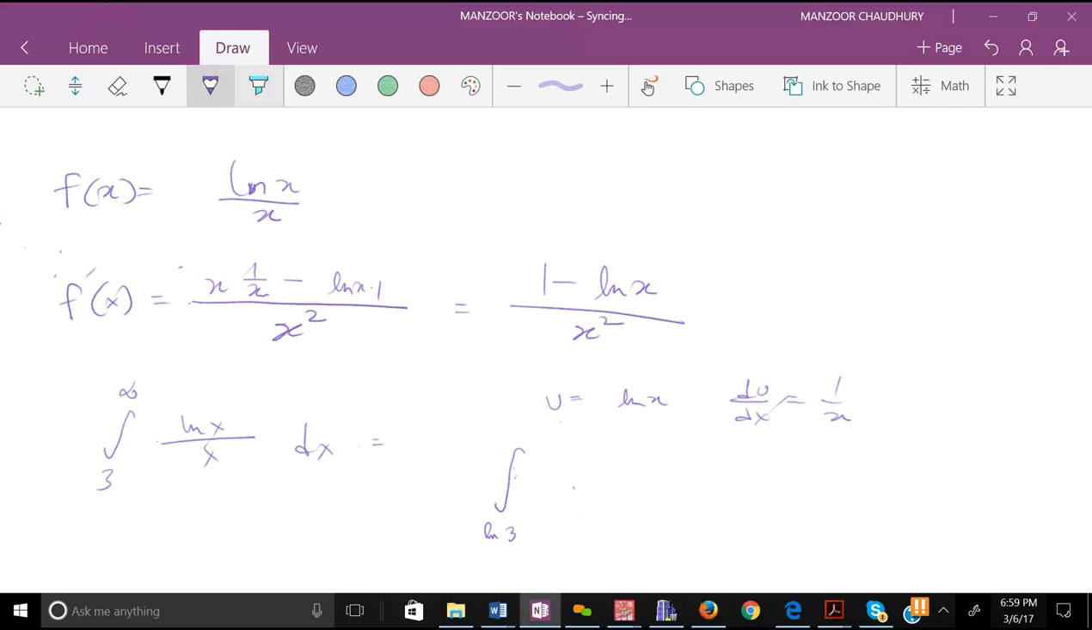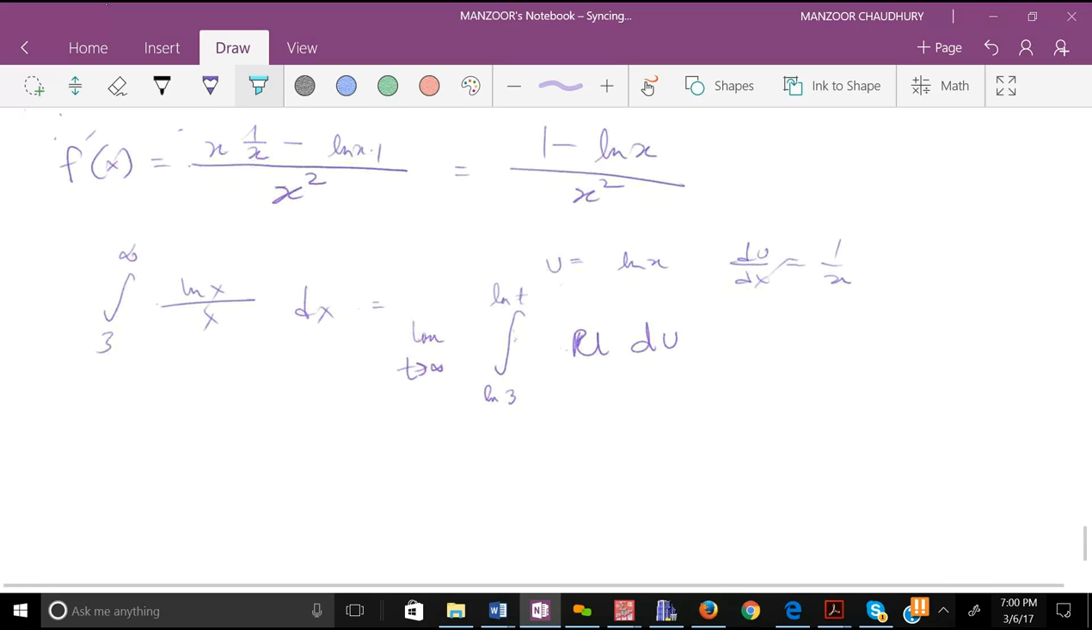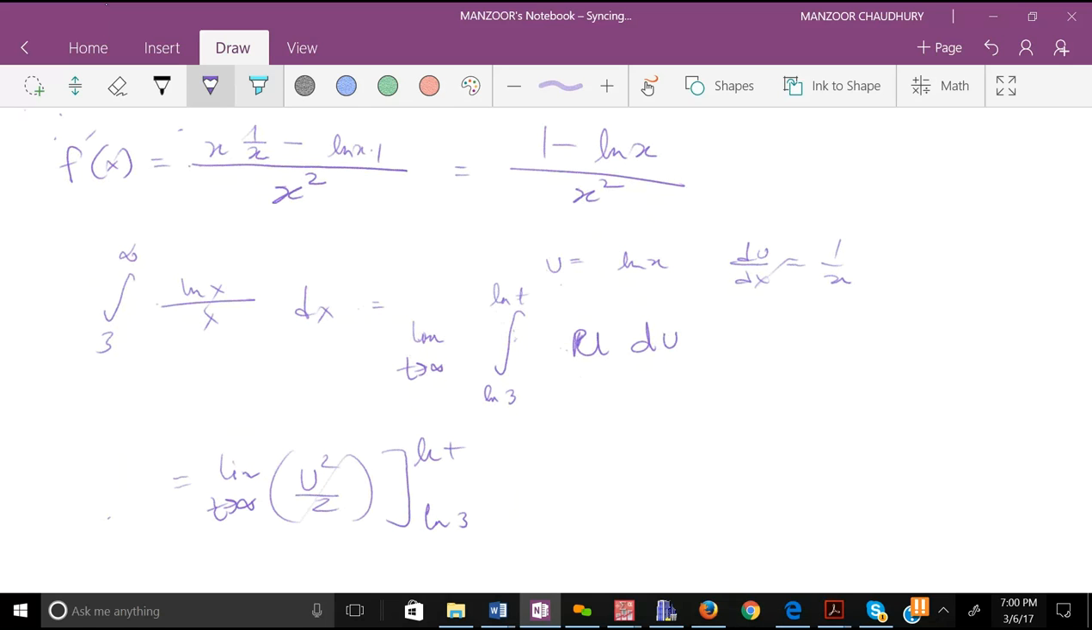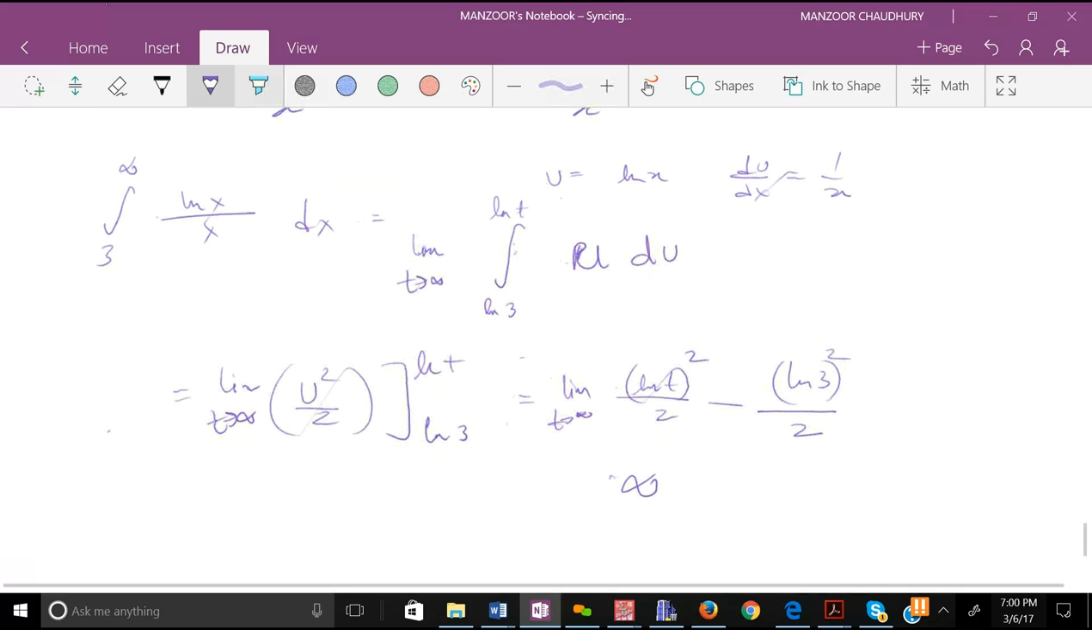So we take the limit as t goes to infinity of natural log of t, and the integral turns out to be just u du. When we integrate it, that turns out to be u squared over 2, from natural log of 3 to natural log of t, with the limit as t goes to infinity. In short, you end up with natural log of t squared divided by 2 minus natural log of 3 squared over 2. That goes to infinity. That's a limit, so it diverges.